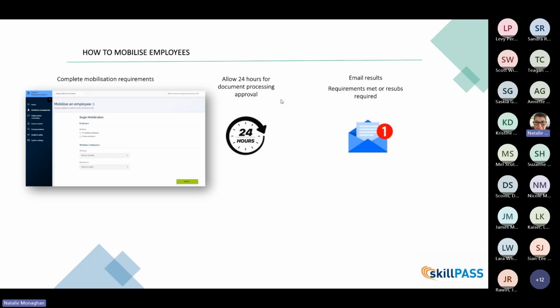Again, the mobilisation does take about 24 hours for that allowance for the document processing and approval. And once that's been established, we'll send through email results either saying that the requirements have been met or we need to resubmit some documentation for whatever reason.